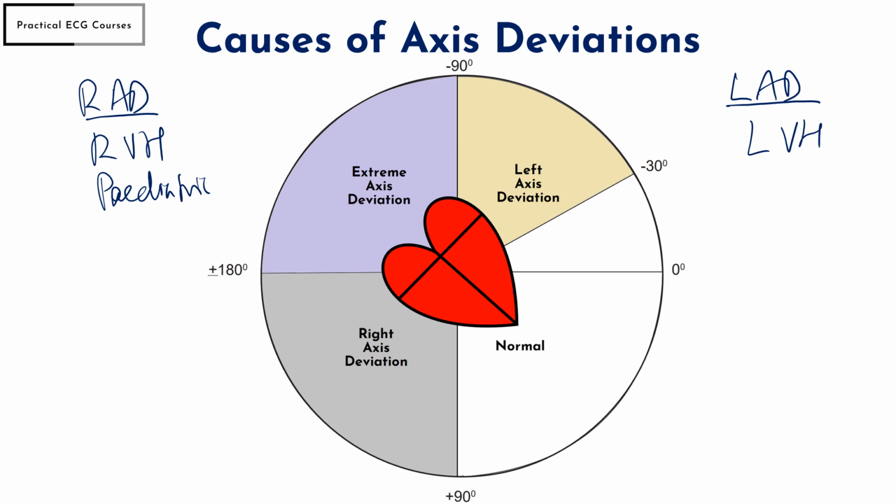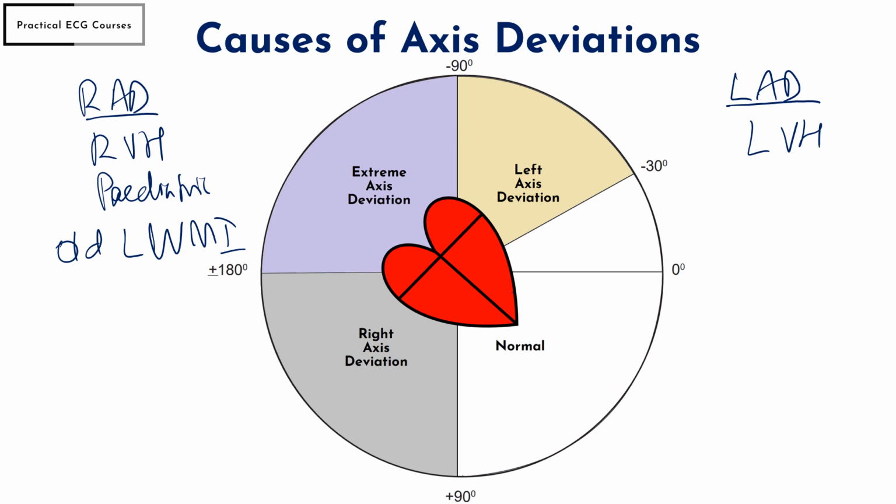Now, suppose you have a patient with a lateral wall MI, an old lateral wall MI. What happens in lateral wall MI? This part, the lateral wall gets infarcted, and then there are no vectors in this region. So what happens to all the vectors? It goes into the territory of right axis. So old lateral wall MI is a cause of right axis deviation.